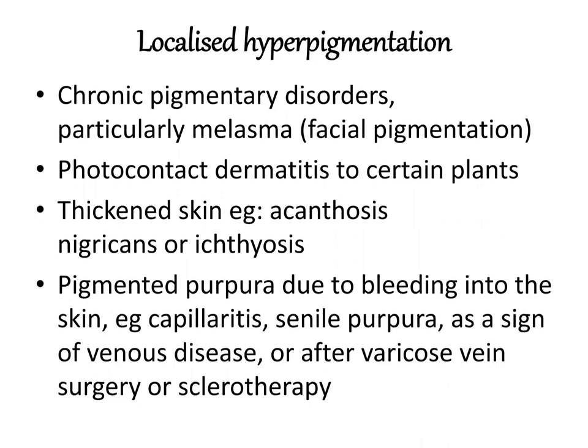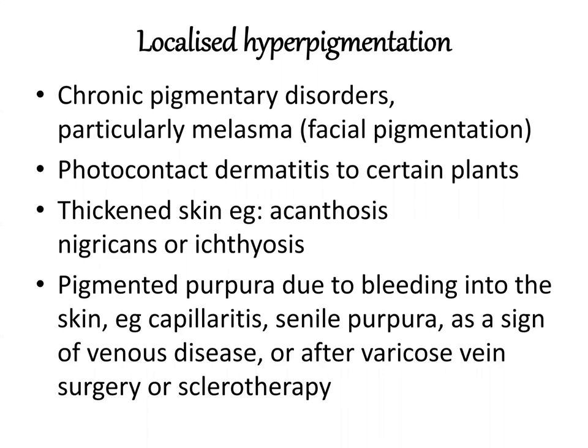Thickened skin may present as pigmentation. Acanthosis nigricans is commonly associated with obesity and sometimes with malignancy, and sometimes ichthyosis. Different causes of ichthyosis are there. Ichthyosis may present as increased pigmentation. So there are localized pigmented patches in pigmented purpura.